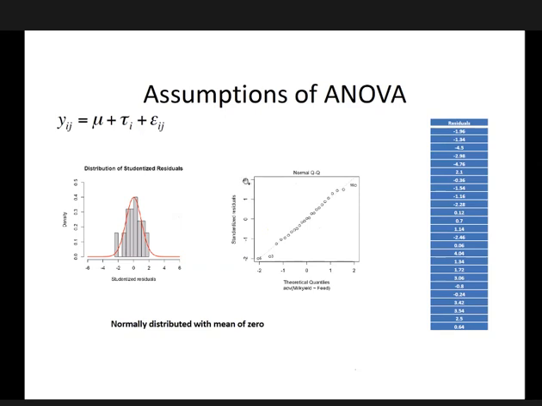There are two ways of looking at the assumption of normality. You can draw the histogram, or you can do what we call a QQ plot. For a QQ plot, you need to have a line that runs at 45 degrees. This will tell you that if we look at these residues, they have a normal distribution with a mean of 0.